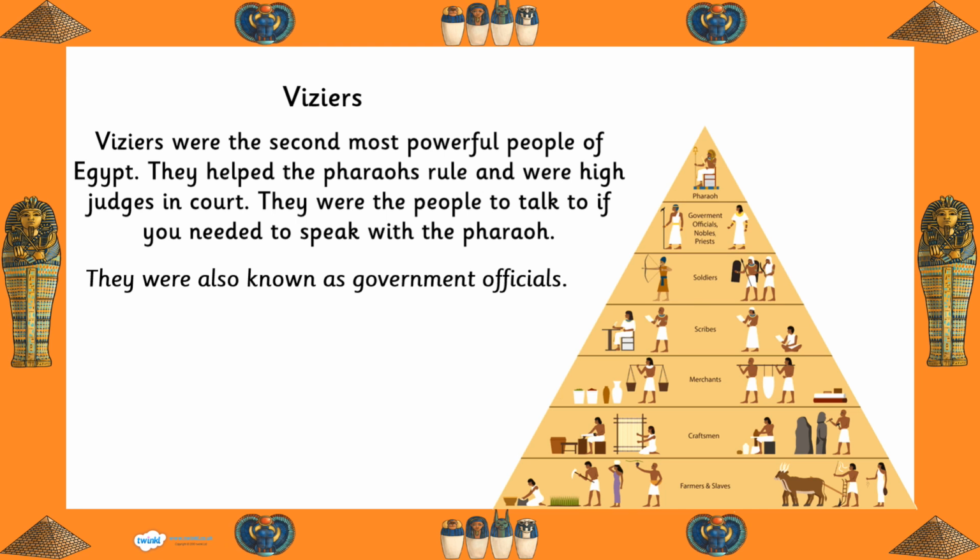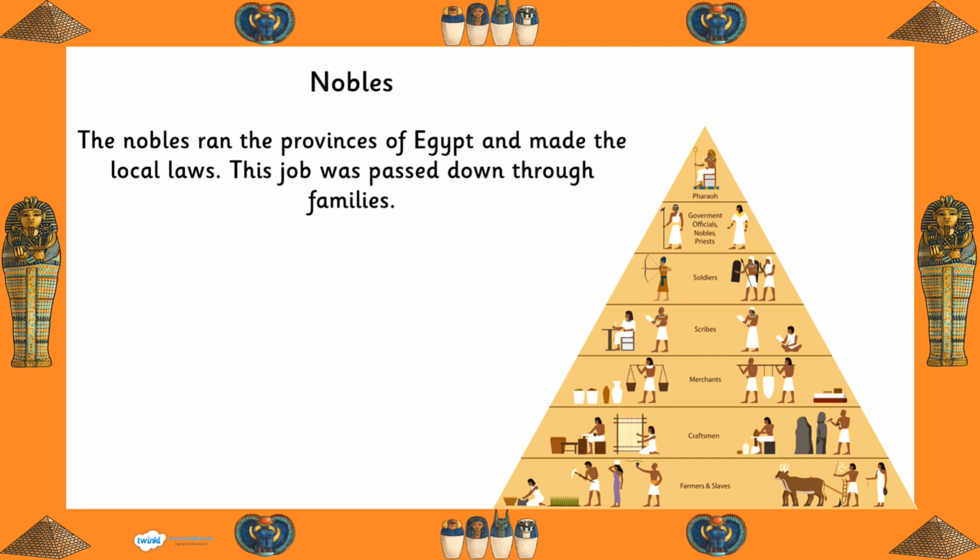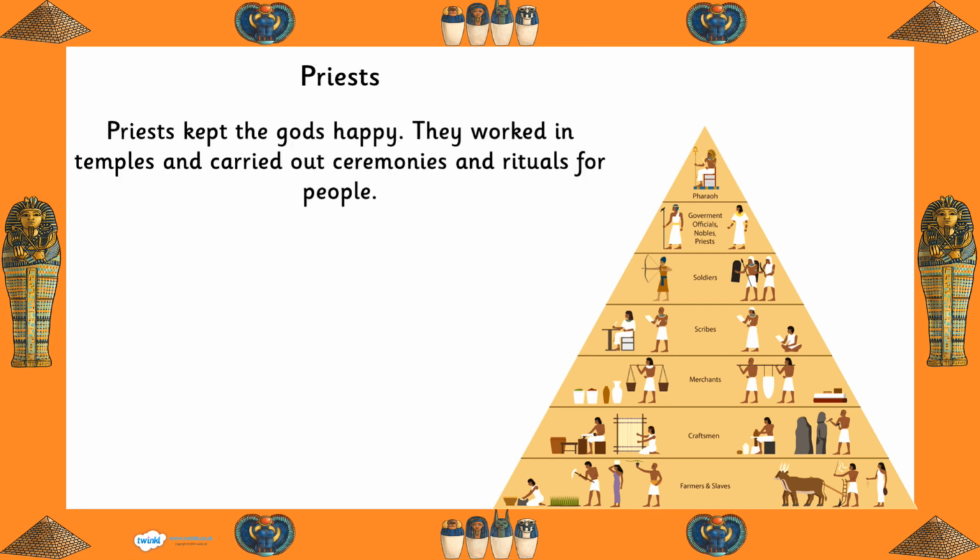On the same level as them, we had the nobles, and the nobles ran the provinces of Egypt. Now, nobles means rich and important kinds of people, and provinces mean the cities that controlled certain areas of Egypt. And they made the local laws as well. And then this job was passed down through different families. So, generally, if you had a father who had a son, then the job of looking after certain things within the city would be passed down to the son, and so on and so on and so on.